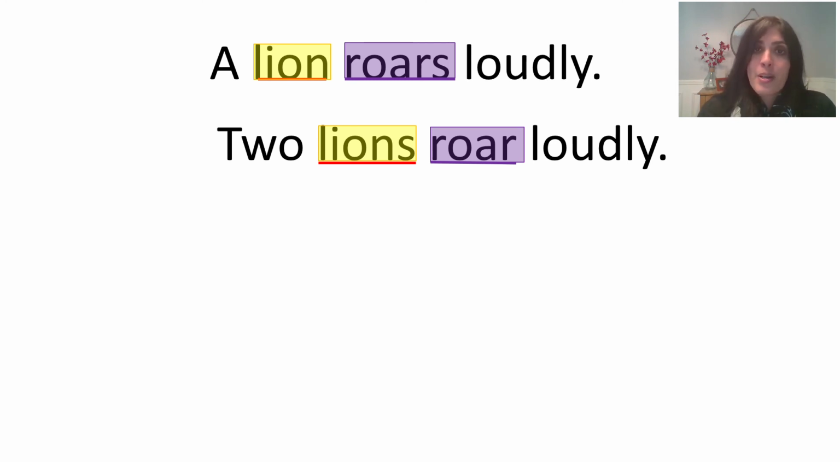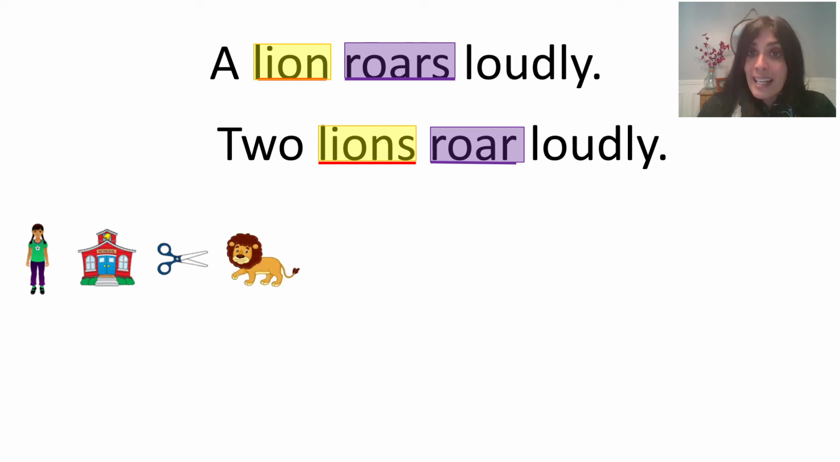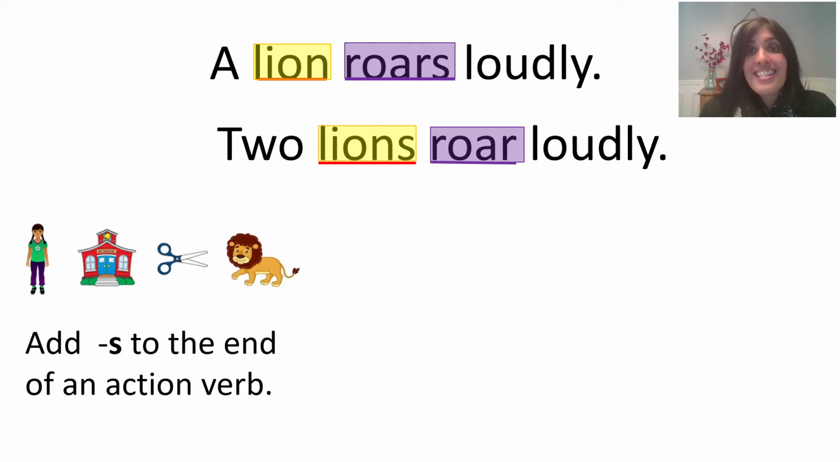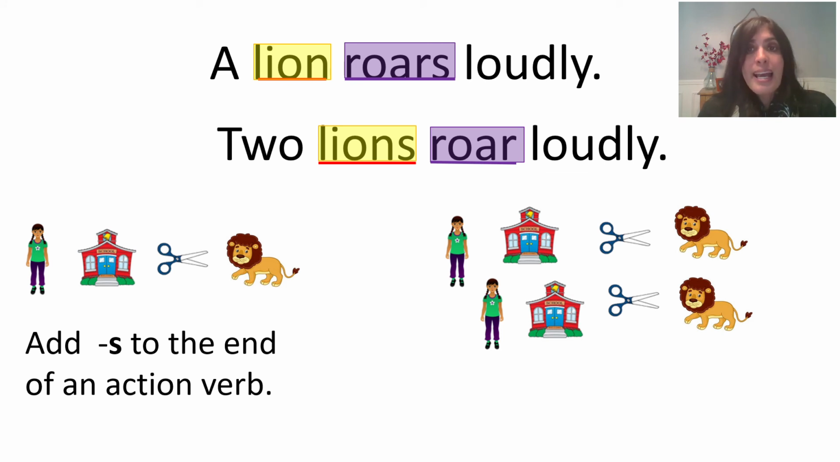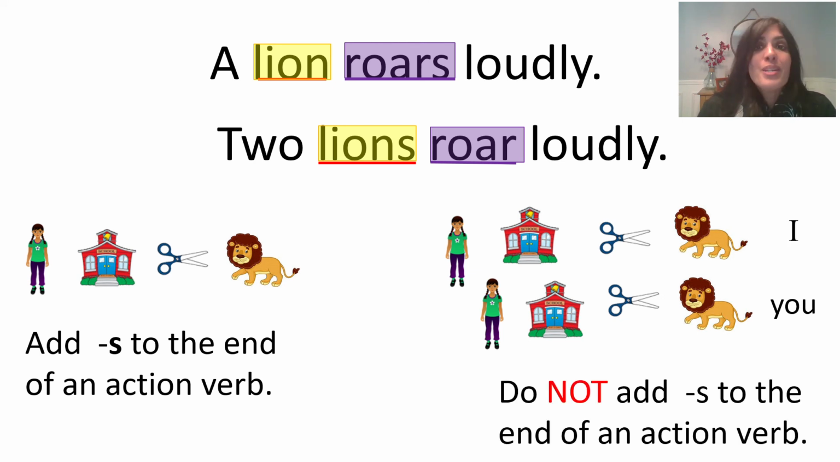about. When the subject of a sentence tells about one person, one place, one thing, or one animal, you add an S to the end of the action verb. When the subject tells about more than one person, more than one place, more than one thing, or more than one animal, or if the subject is the word I or you, we do not add an S to the end of the action verb.